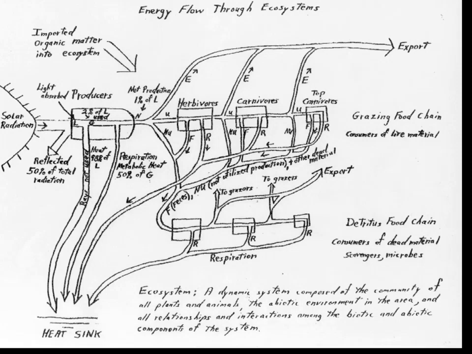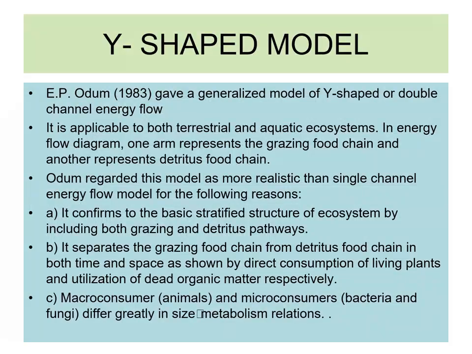So the ecosystem is very complex, and the system is not as simple as it appears to be. The Y-shaped energy model was also given by Odum, and it includes two important chains. One is the grazing food chain, the second is the detritus food chain.